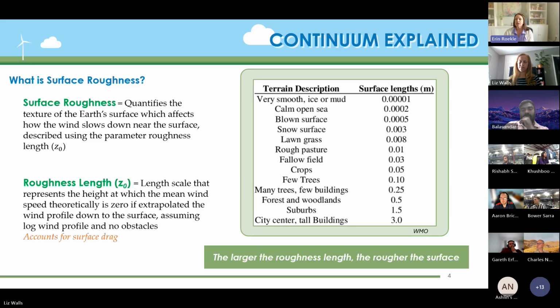So there are a bunch of different tables out there through various agencies. Mostly they're similar numbers, but what it does is it takes different types of terrain, so land cover and terrain, and it says, all right, if I am a specific type of terrain, this is my on average roughness length.